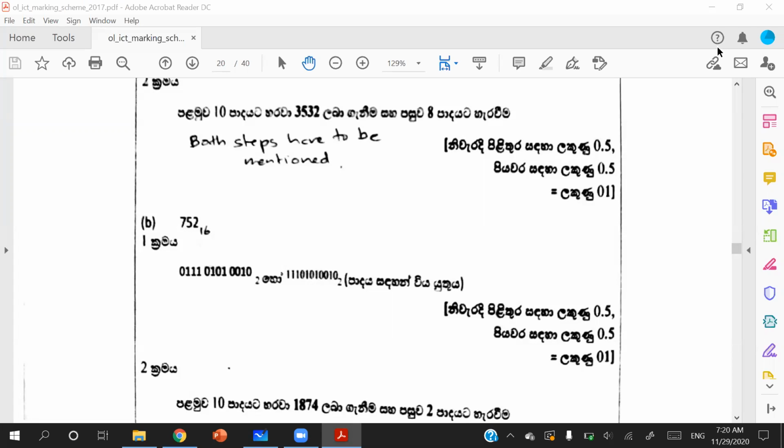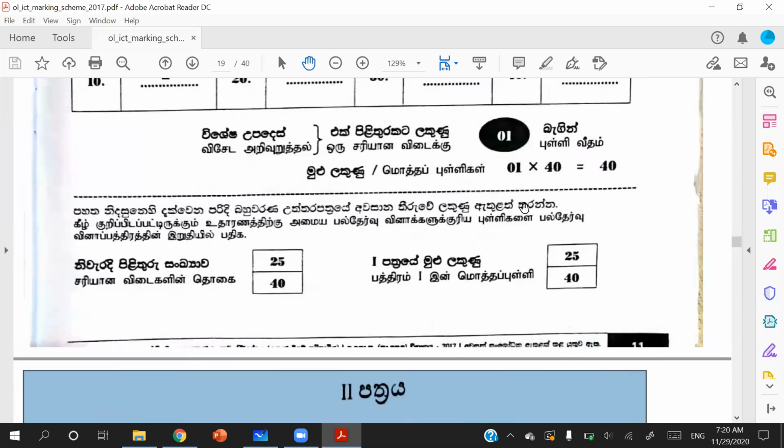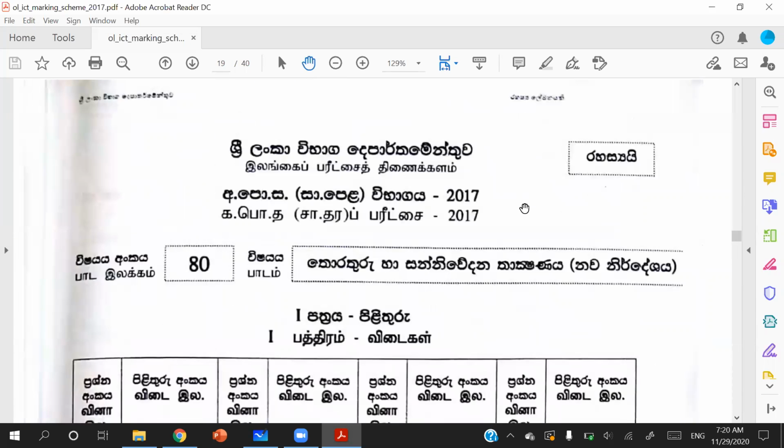Yeah, Sayuri, debugging is part of the testing loop, right? Debugging means when a bug is found, it will get corrected, right? Let's see whether marks are given for that in the marking scheme, right?